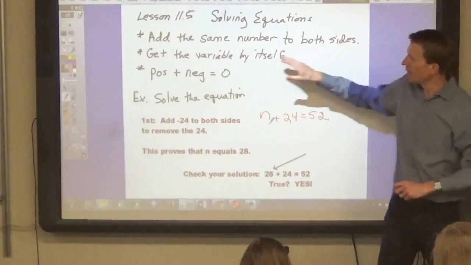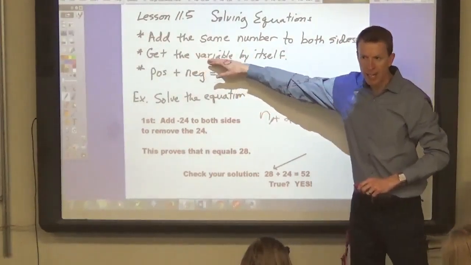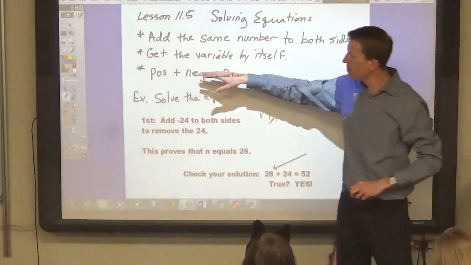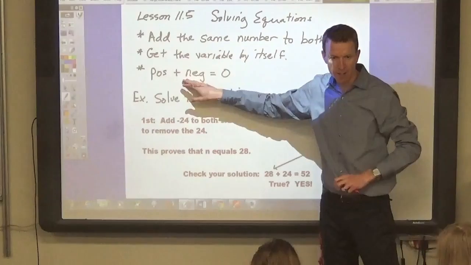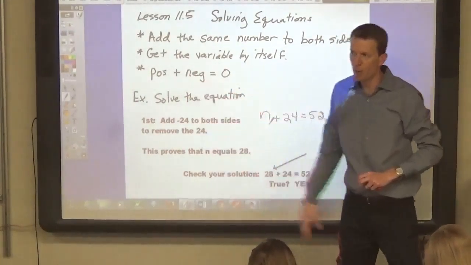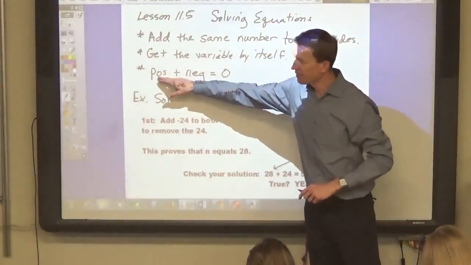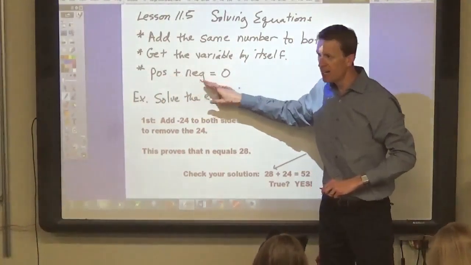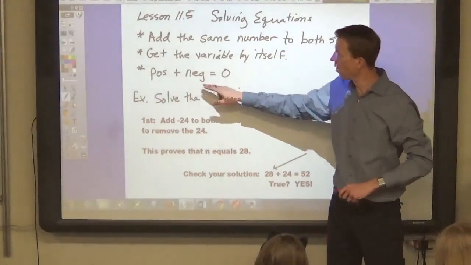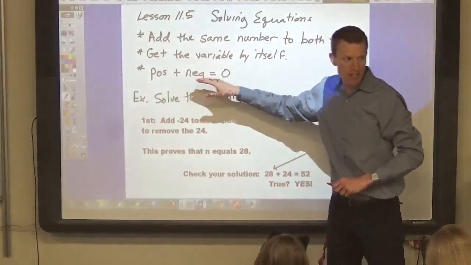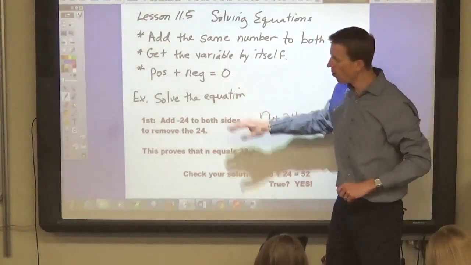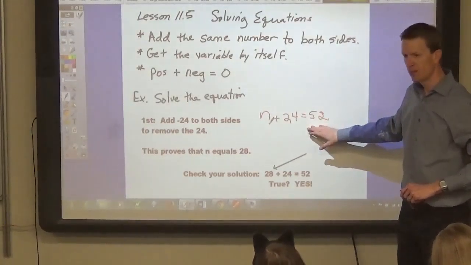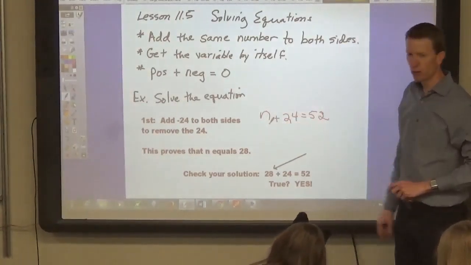Okay? Second thing, to solve an equation, you have to get the variable by itself. And then you have to remember that positive plus negative equals 0. What we're talking about is opposites. So positive 5 plus negative 5 equals 0. Positive 3 plus negative 3 equals 0. Or negative 3 plus positive 3 equals 0. Or in this case, look at this example. Solve the equation. n plus 24 equals 52.